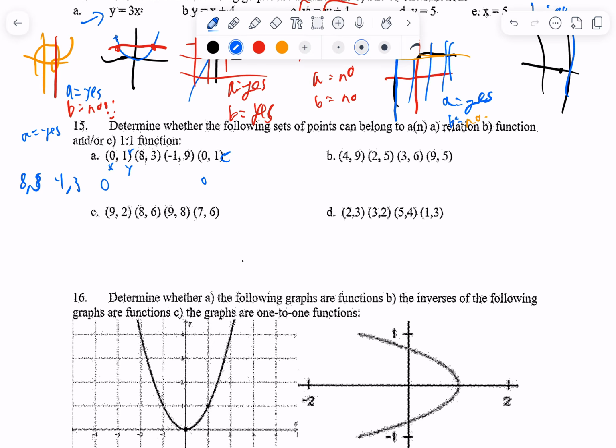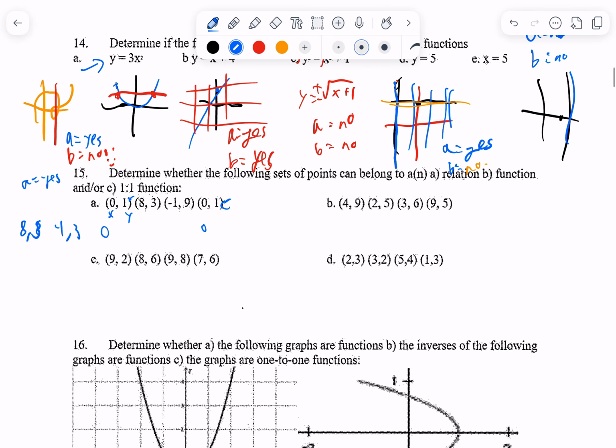Since 0 has a 1 as the y here, if this had a 0 and a 2, then it would not be a function, because that just doesn't make sense. An x can't equal two different y's. So A equals yes. B equals yes.